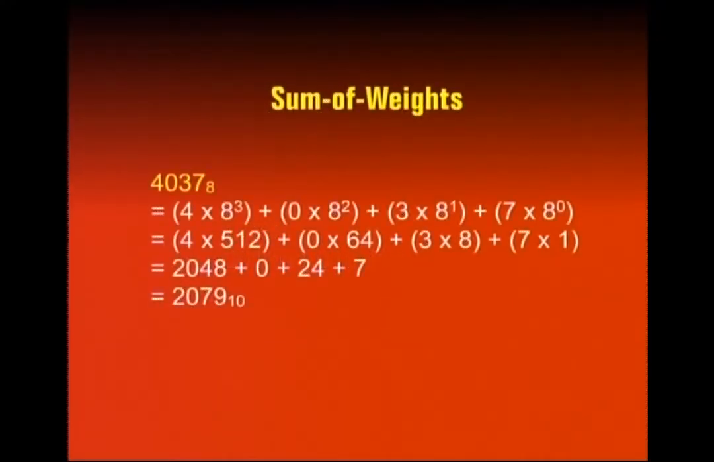Now let us consider the sum of weights method to convert an octal number 4037 to decimal. An expression in terms of the base number 8 and weights is written, as can be seen. The expression is solved to give 4 sum terms, 2048, 0, 24 and 7. The 4 terms are added to result in the number 2079, the decimal equivalent of octal 4037.